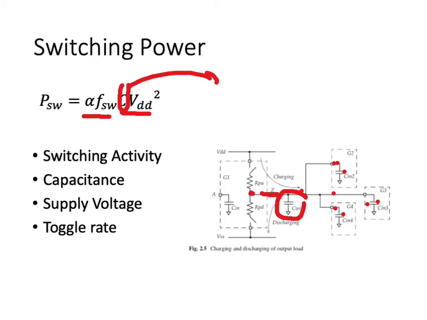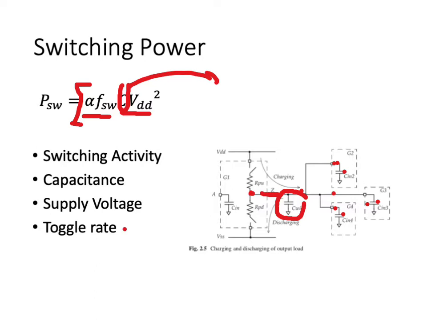So in order to estimate switching power, we need to estimate these four factors: the switching activity and the toggle rate, the capacitance and the supply voltage of each and every gate output and input, and we sum them up, and that provides us an estimate of the total dynamic switching power, which is the power associated with useful computation.